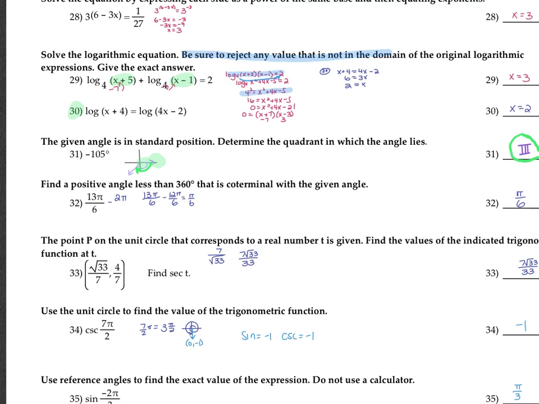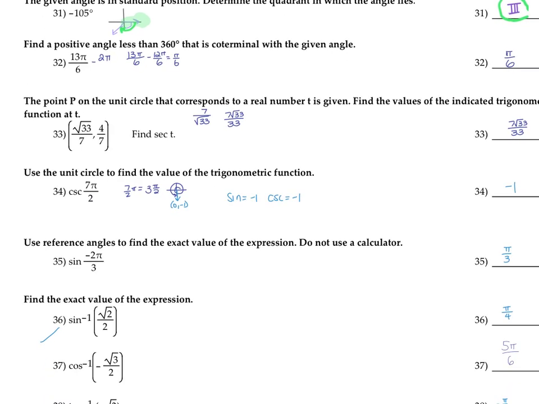32, positive angle less than 360, that's coterminal. This is in radians, so I'm just going to subtract 2 pi until I get it in between 0 and 360. I only had to do it once this time to get it to be pi over 6. 33, secant is the reciprocal of cosine, so I'm going to take the x, flip it, and then I had to rationalize it. 7 root 33 over 33.